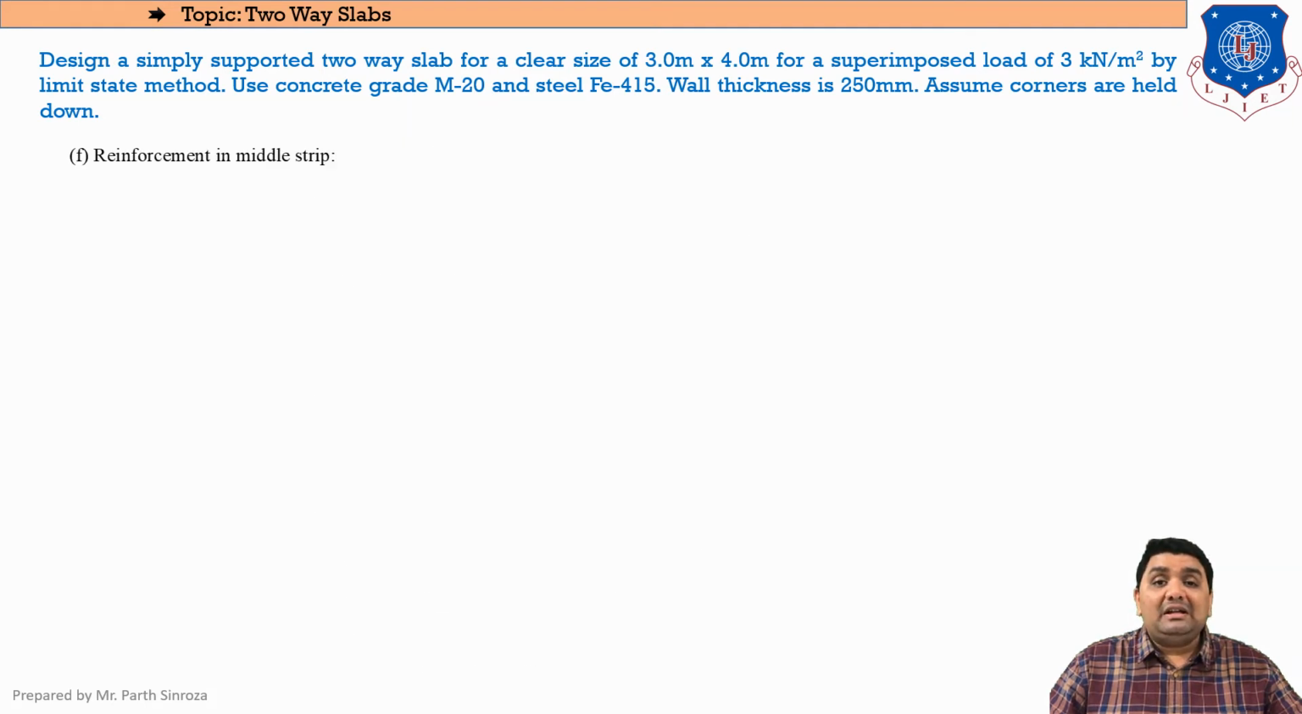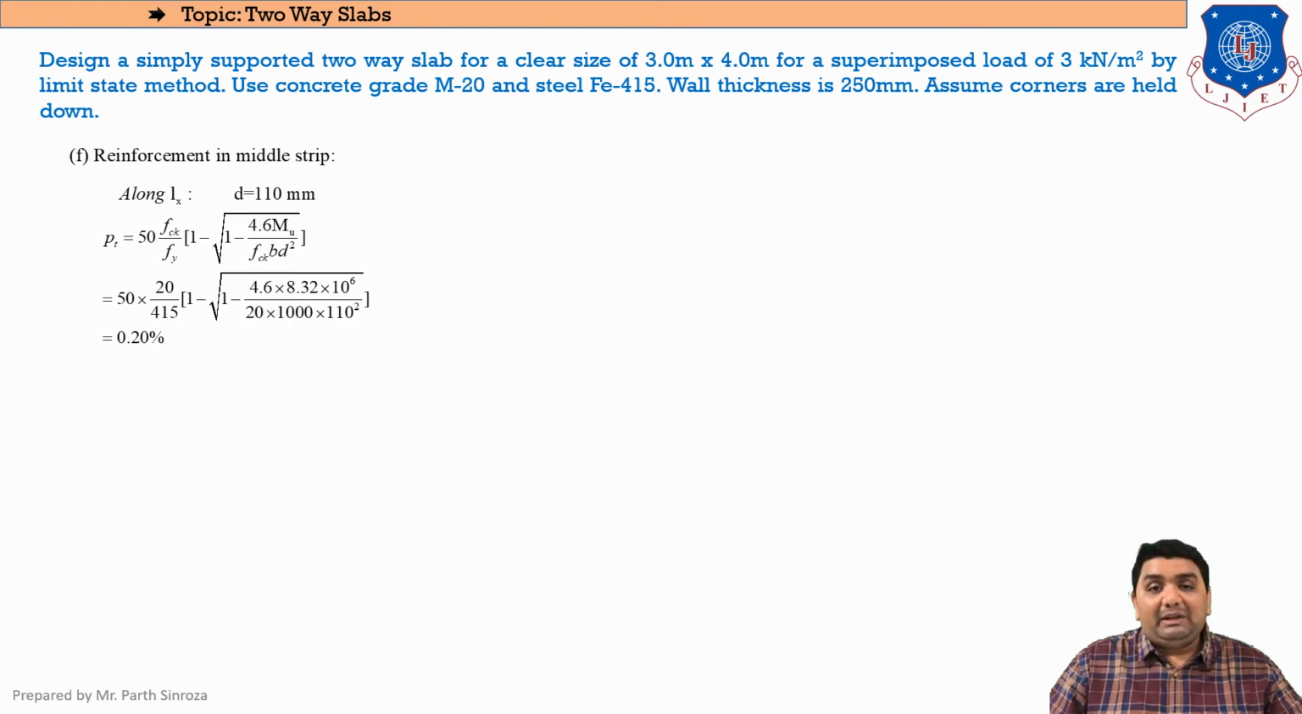Now moving towards the design of the section, our first design will be reinforcement in the middle strip, then we'll move to the edge strip. Along the middle strip, again it is divided into two portions, along LX and along LY, that is along the X axis and along the Y axis. First we'll move towards LX, the X axis, and for the X axis the effective depth will be 110 mm. Clear? Now the first thing is to calculate PT, from the same equation, same values. Here we substitute Mu as Mx, d as dx, and width will always be substituted per meter, that is 1000 mm.